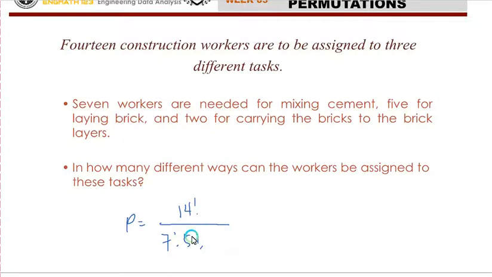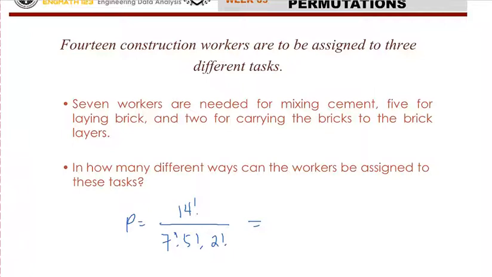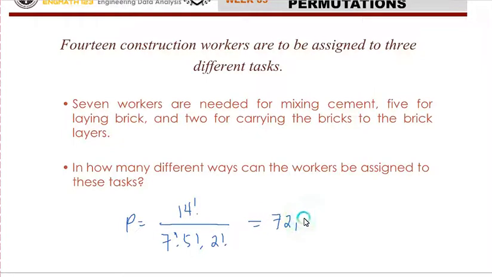For carrying bricks to the bricklayer, that is 2 factorial. So, whatever is the answer here will be our consideration. What we did in this specific problem is we provided a partition of the workers into 3 specific groups, containing 7, 5, and 2 workers respectively, giving us this specific answer. So, 14 factorial divided by 7 factorial, 5 factorial, and 2 factorial, which is equal to 72,072.